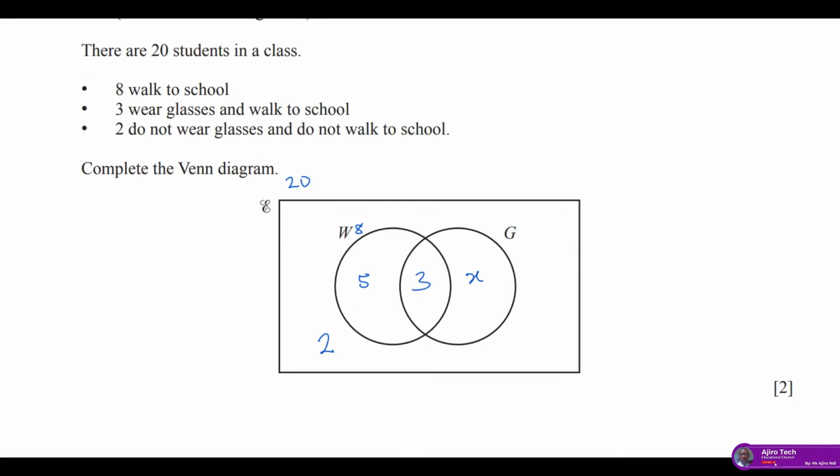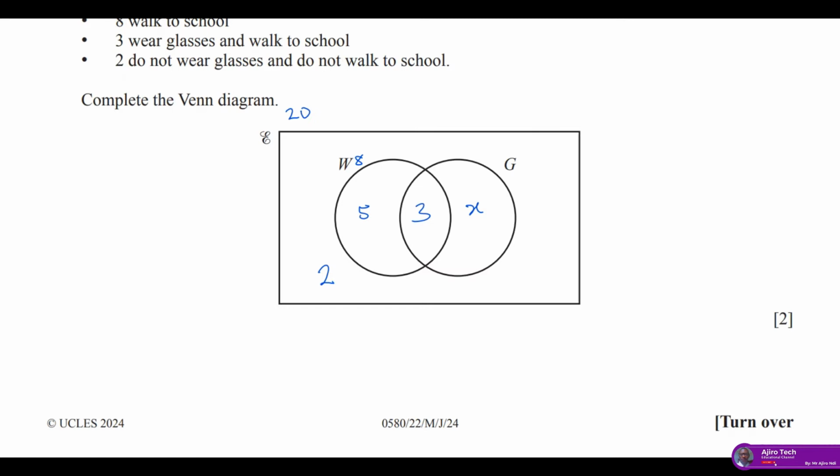So we can find the value of X. You have to add everything: 2 plus 3 plus 5 plus 8 plus X is 20. Everything here is 18, so 18 plus X is 20. X must be 2. So this is equal to 2. I've completed the Venn diagram.